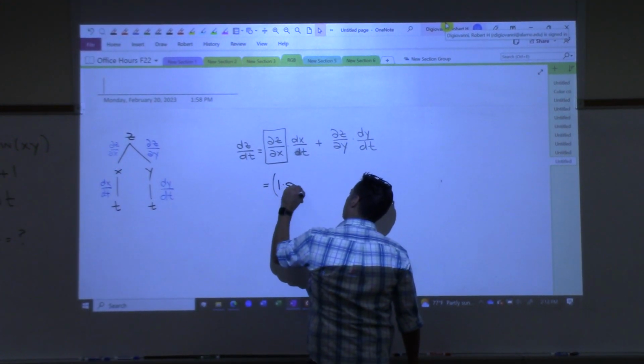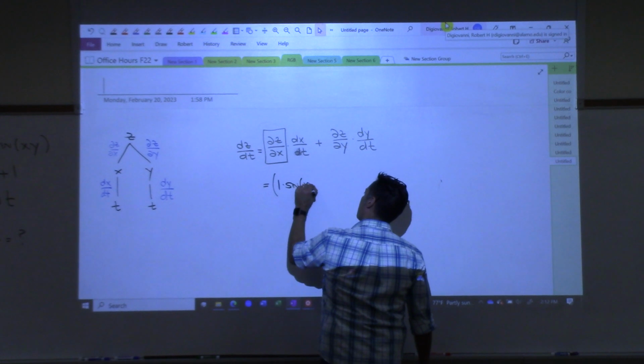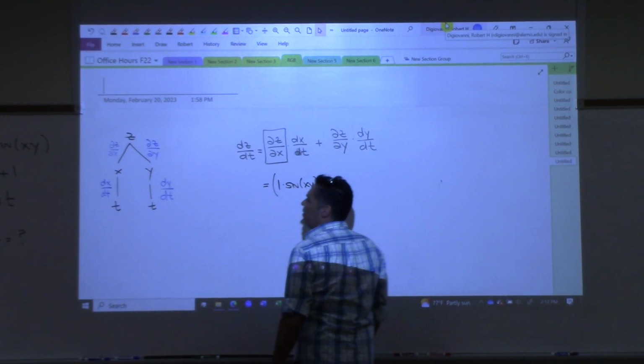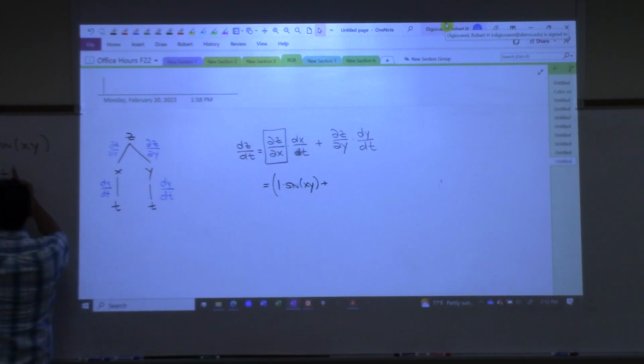times the second function, sine of xy. Plus, now I take the derivative of the second function. The derivative of sine of something is cosine of it. So I'm going to write cosine of xy.